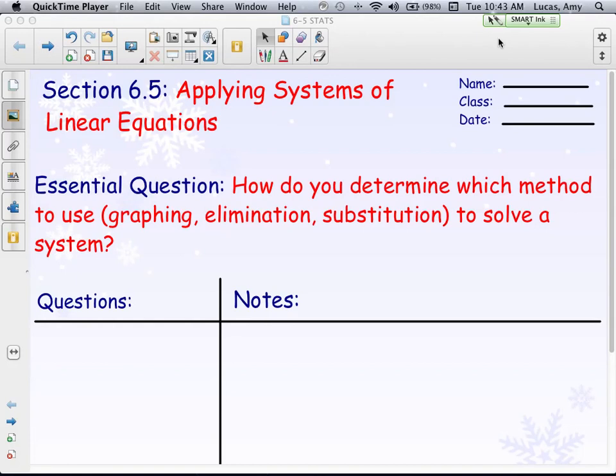So basically we're asking you, if you're given a system, how do you look at it and figure out which one of those methods makes the most sense to use to solve that system? Because you can use any of those methods at any time. Sometimes one method, though, makes a lot more sense than the other two, meaning a lot less work for you.